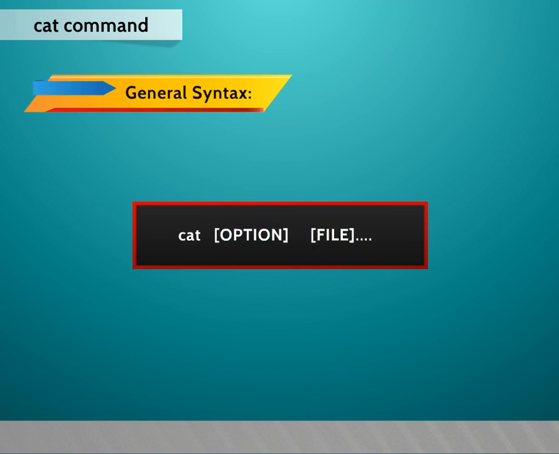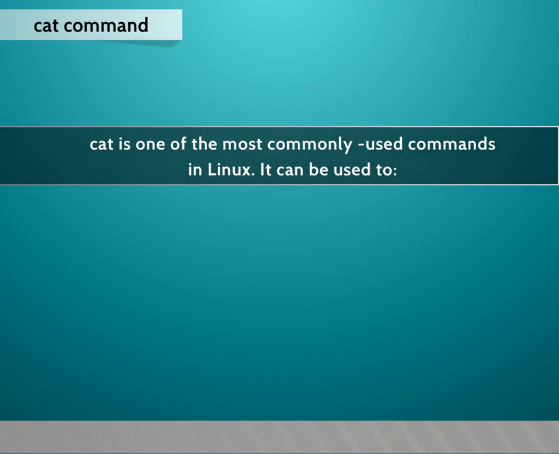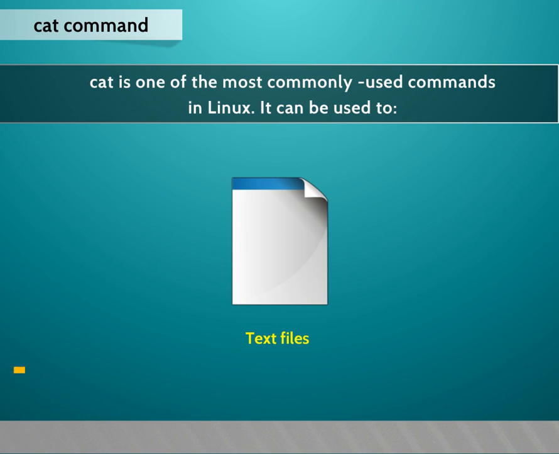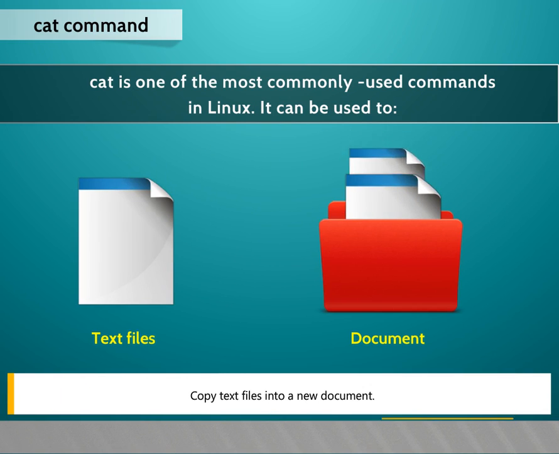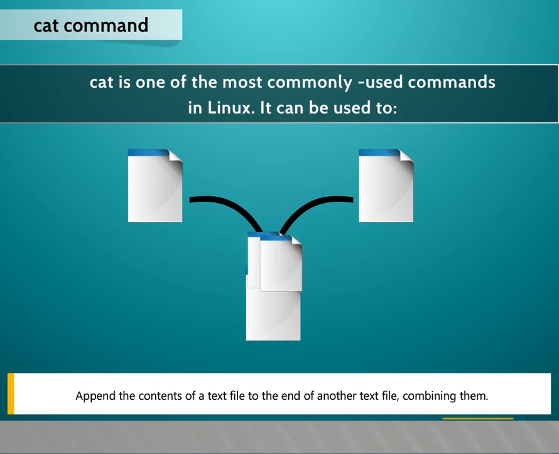General syntax. Cat is one of the most commonly used commands in Linux. It can be used to display text files, copy text files into a new document, and append the contents of a text file to the end of another text file, combining them.